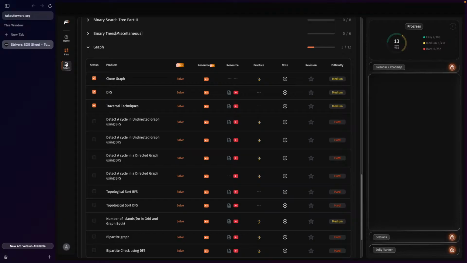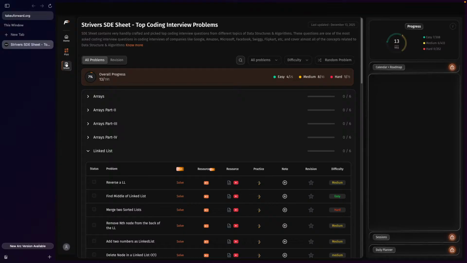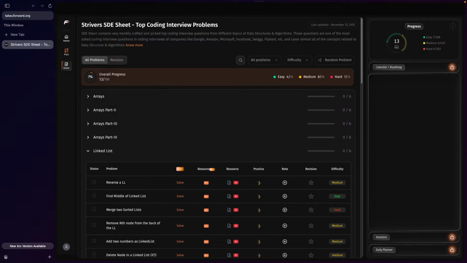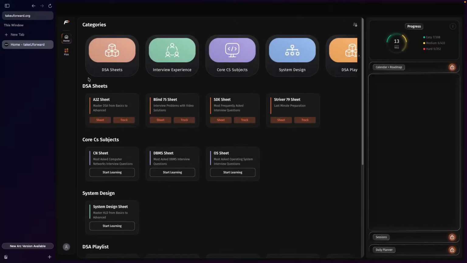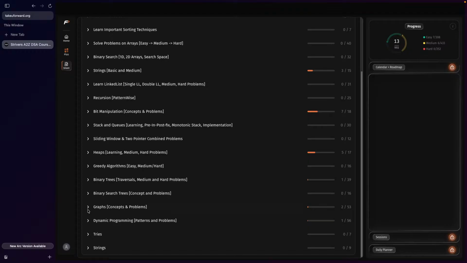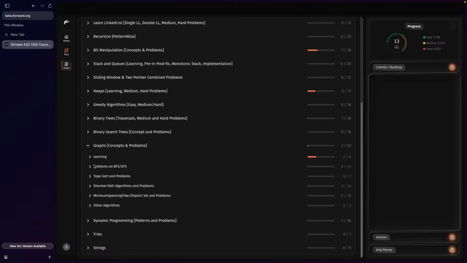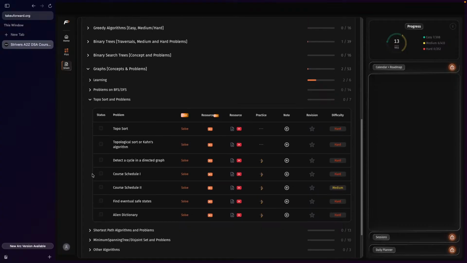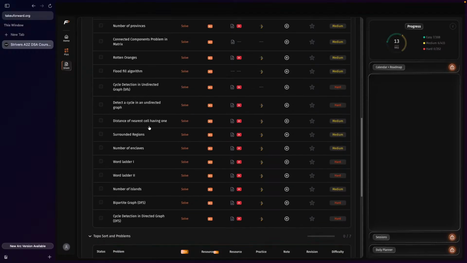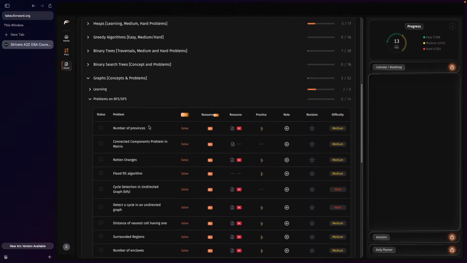Right now I'm going to do sheets. I'm basically going to do Striver's DSA sheet, the A to Z sheet. Let's just start with problems on BFS DFS. A lot of things to do actually, if you look at it.